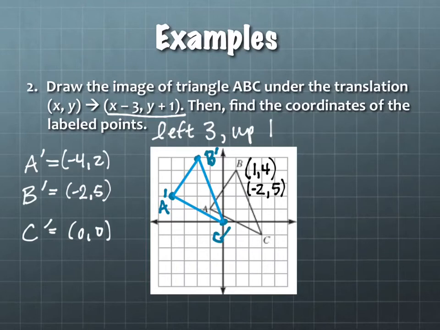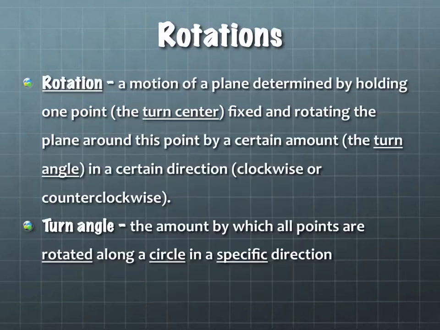The next type of transformation after translations are rotations. Rotations are a motion of the plane determined by holding one point, called the turn center, fixed, and rotating the plane around this point by a certain amount, called the turn angle. You have to specify the direction, clockwise or counterclockwise. The turn angle is the amount by which all points are rotated along a circle in a specific direction.